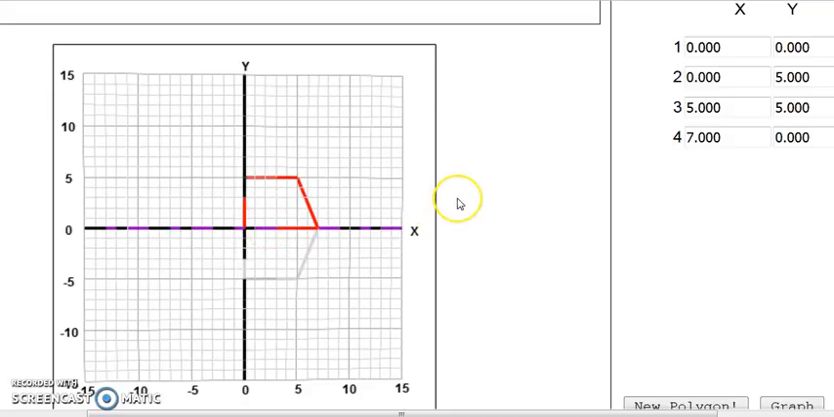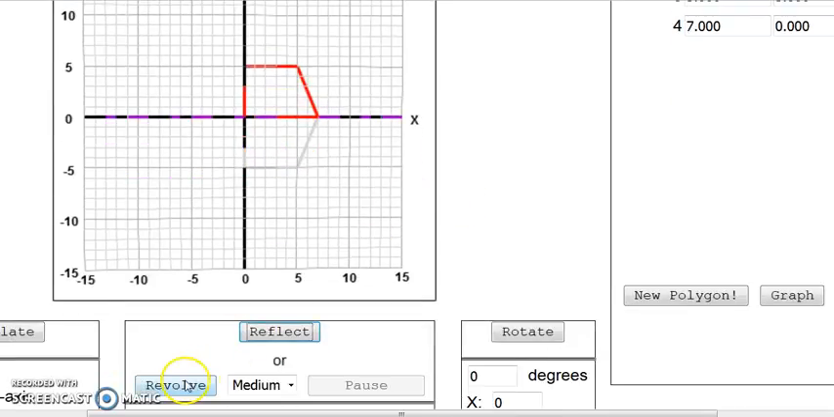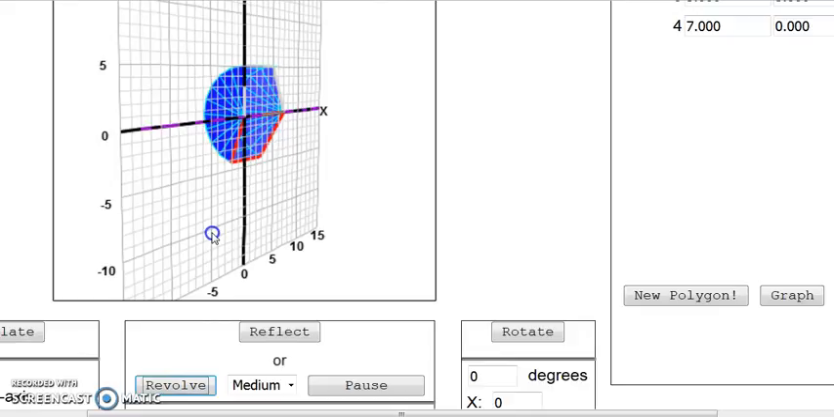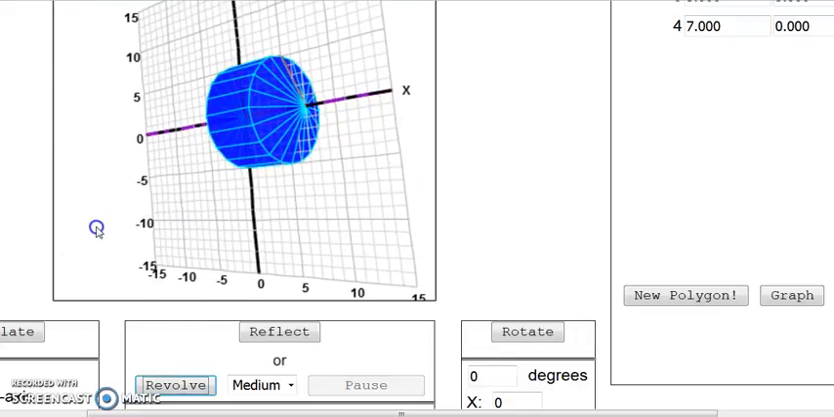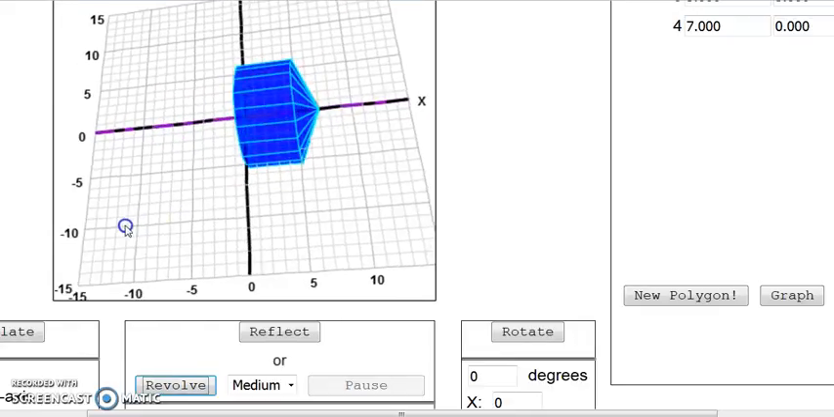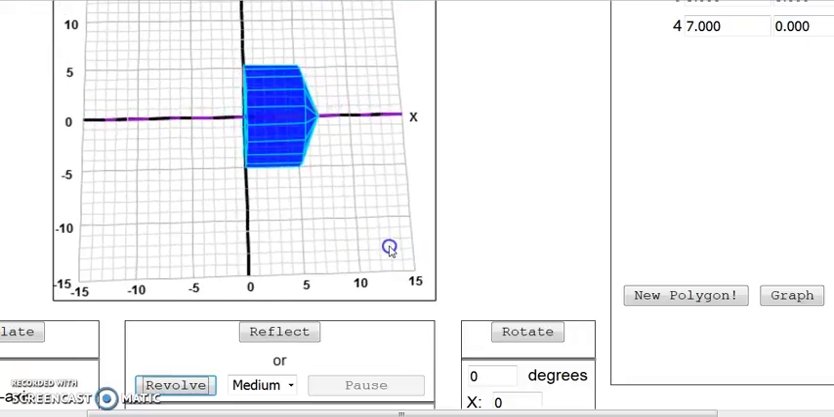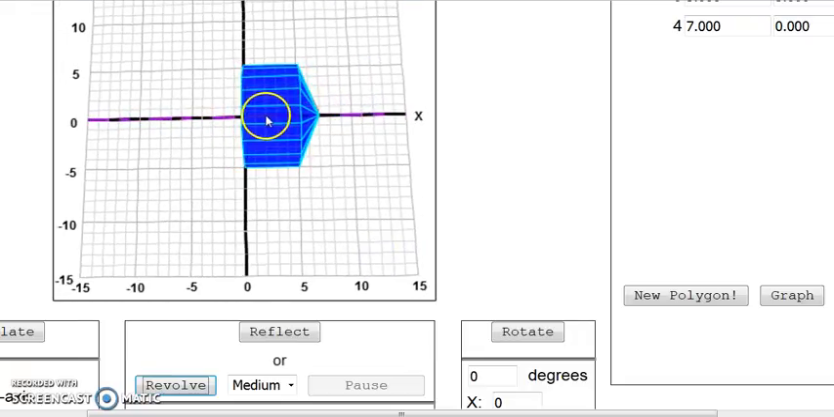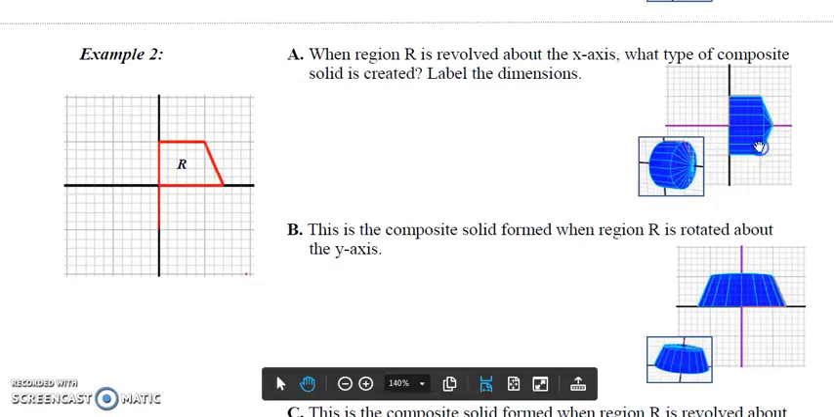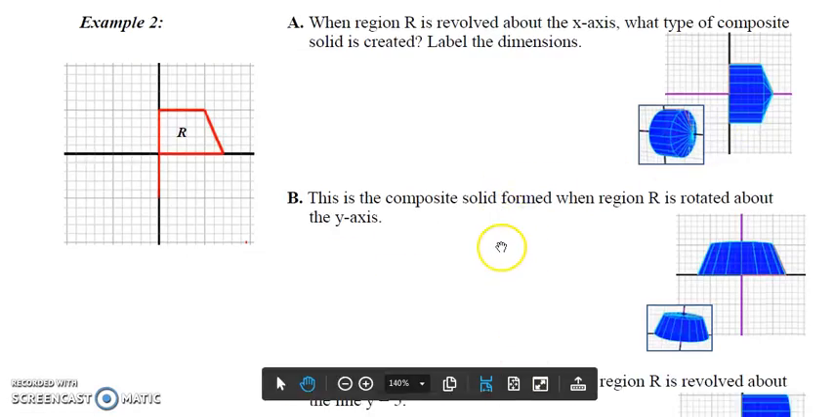So it's going to look like a circus tent that got knocked over on its side. And here you can see. See it? Circus tent, knocked over on its side. So what that is, it's a cylinder with a cone stuck on the side of it. Like this. Okay?